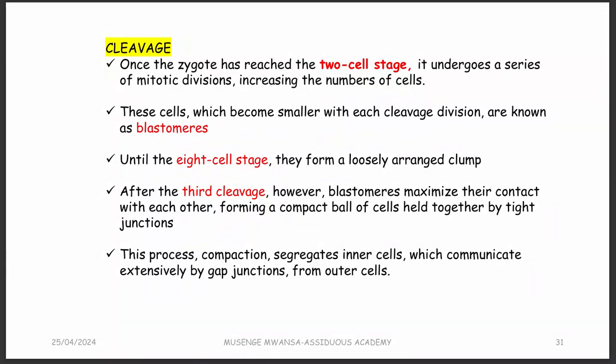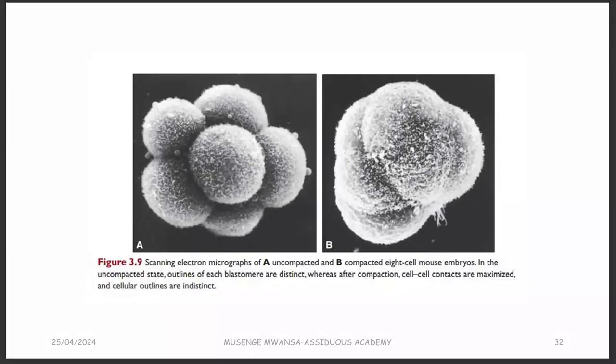So we reached the stage of cleavage, where the egg has merged with the sperm and formed a cell that has two cells inside. That is known as the two-cell stage. Once the zygote reaches the two-cell stage, it will start dividing. These cells, which become smaller with each cleavage, are known as blastomeres. So those two cells that you saw are called blastomeres.